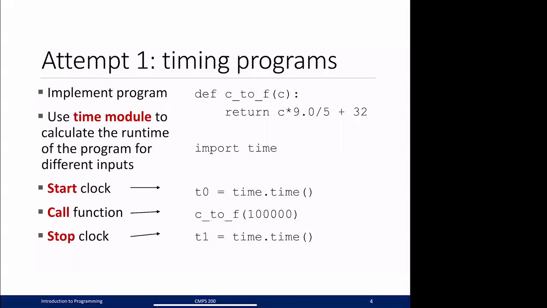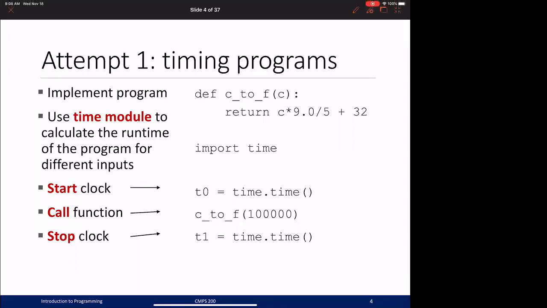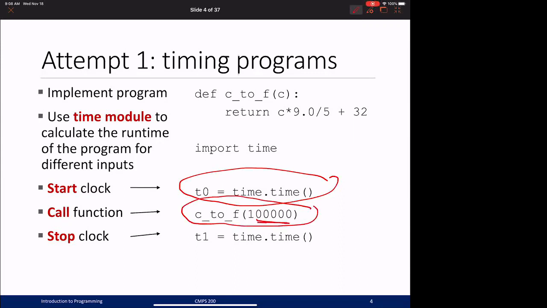So I'm importing this library time. time.time, the first thing that I'm doing here, gives me back the time at this current moment. So I'm going to say, give me the time now, that's T0, execute the function C to F with a given input. I'm saying 100,000, but I have to try it for 1 million, 1 billion, and see how it works depending on the input size, and maybe do an average over all of these. And then I'm saying, okay, fine, once you finish this function, give me the time. So how much time did this function take? If I have the time before I called it and the time after I called it, what is the execution time for this function? Can anybody tell me?